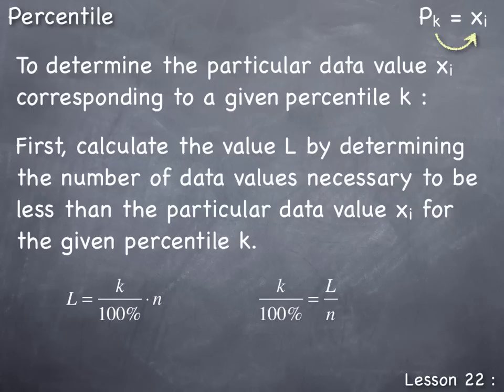To solve for L, we'll have to do the inverse of the divide by n, which is multiply by n. And again, to keep everything equal, what we do to one side of the equation, we do to the other. The n divided by the n is 1, and that's how we solve for L. L is equal to the k divided by 100% times n.